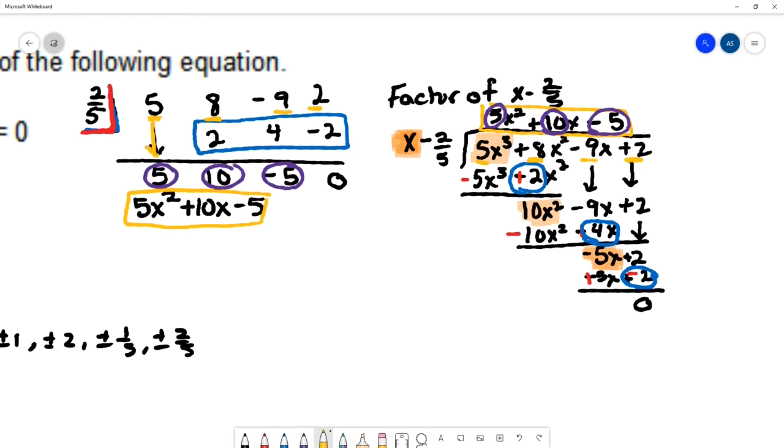The first one you always just carry down. Then you multiply these two numbers to create that one. Then you add these two numbers together to get this one. You multiply these two numbers to get that one. You add these two numbers to get this one. You multiply to get this one, and you add these two to get this one. And once you've done that process, the numbers that you get at the end, these are the coefficients that go on your polynomial.